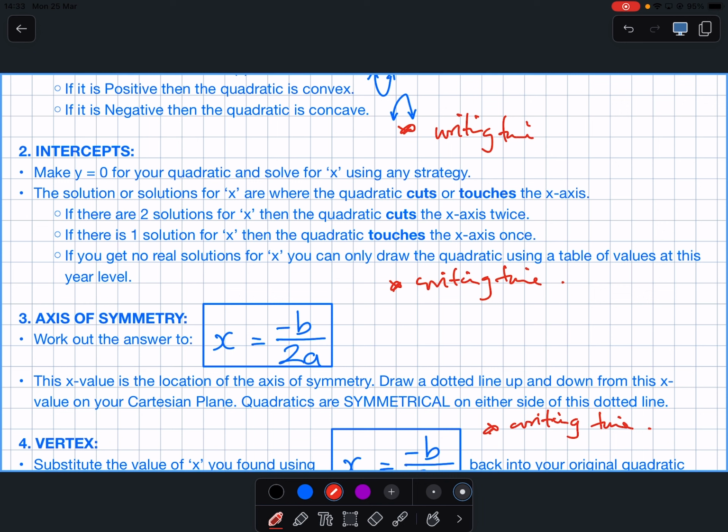You get that, writing time for that. When you work out what that x is, place a dotted line there vertically. That'll tell you where it's symmetrical.